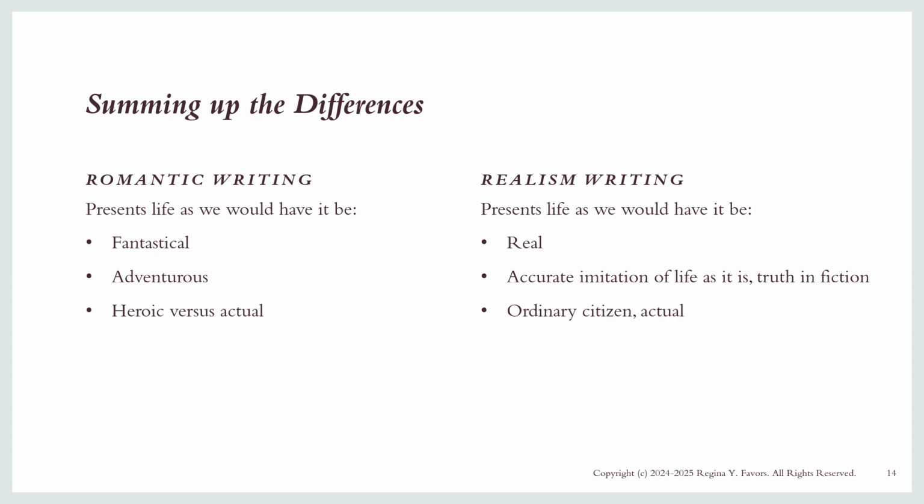All right, summing up the differences again. So, romantic writing focuses on the fantastical, the adventurous, the heroic. You're going to see a lot of that in the British literary tradition, and a lot of it when we try to adopt some aspect of it in our literary writing as Americans. And then realism is real, accurate imitation of life as it is, which is called truth in fiction, and then the ordinary citizen and actual.